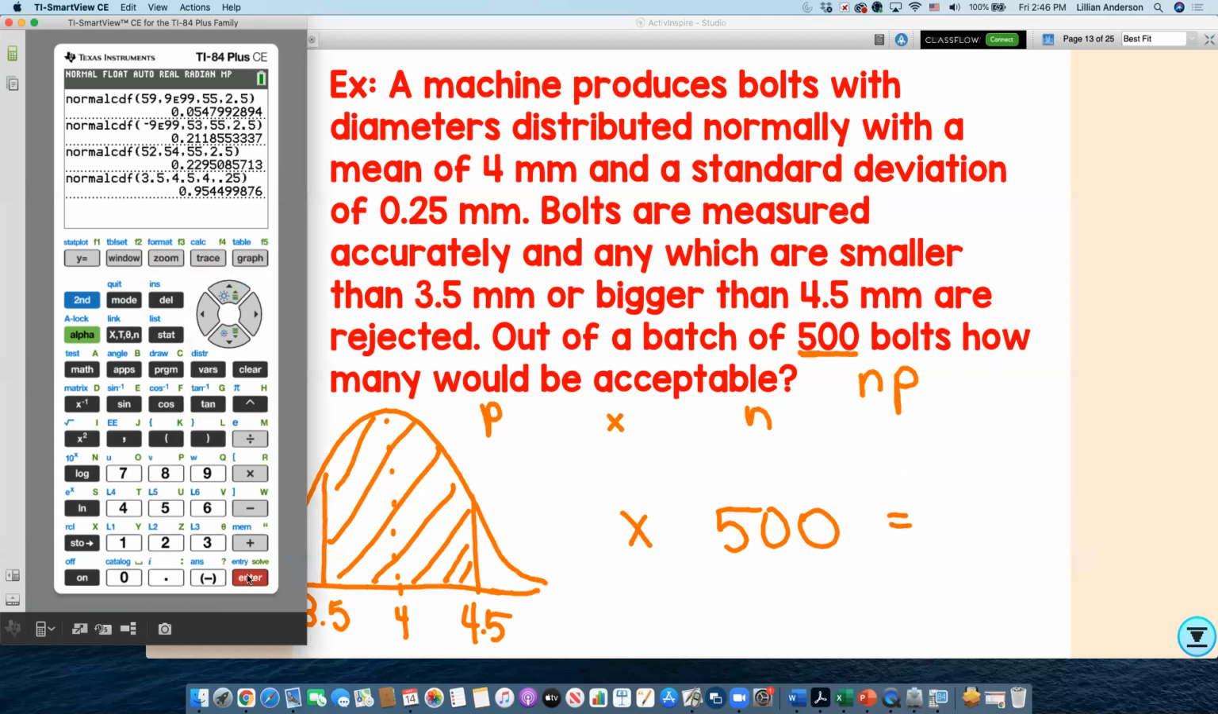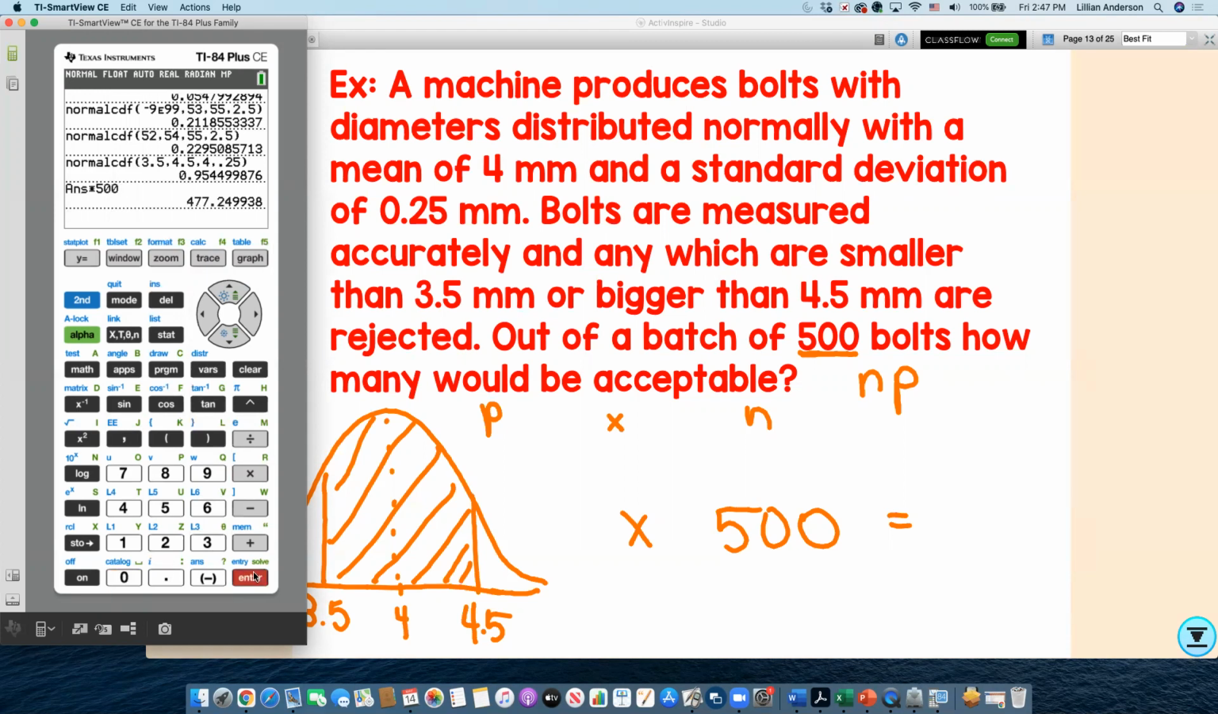That's my probability. But I multiply that by 500 to find my number of expected bolts. So I multiply by 500. How many bolts do I get? 477.